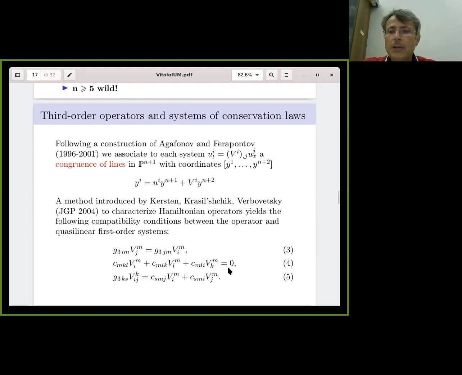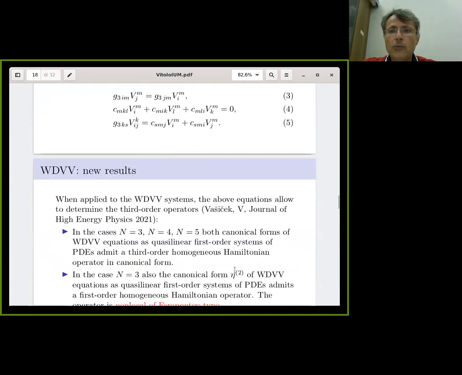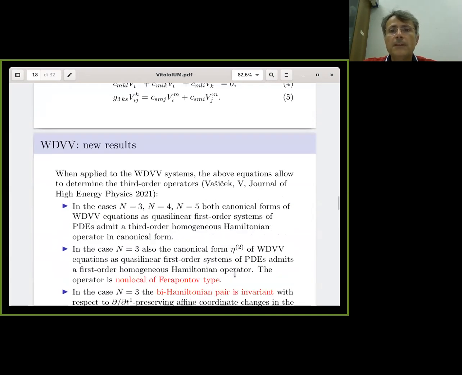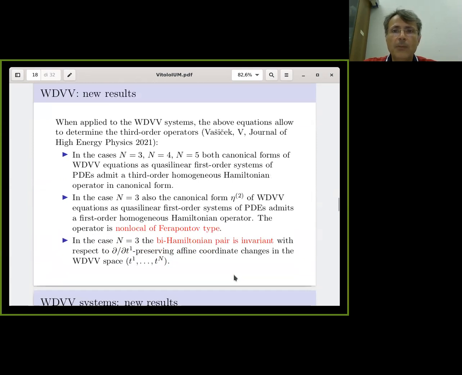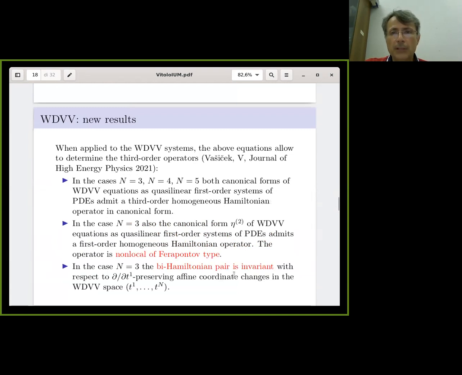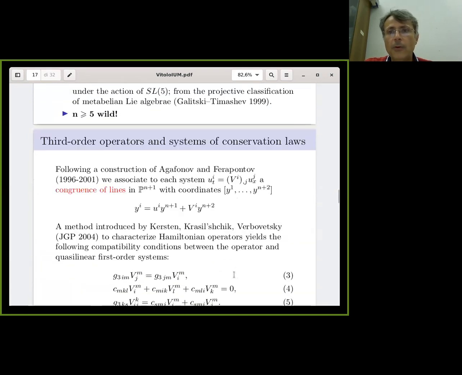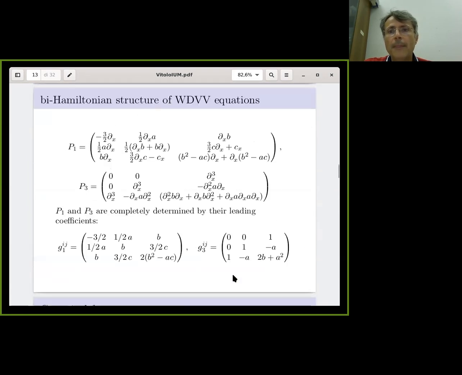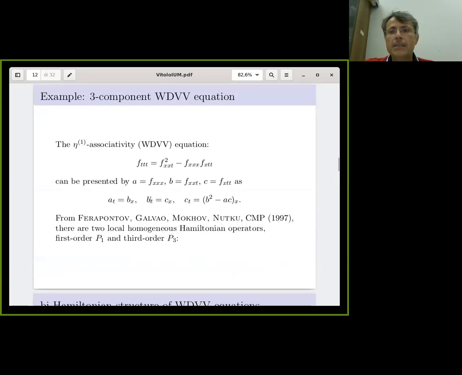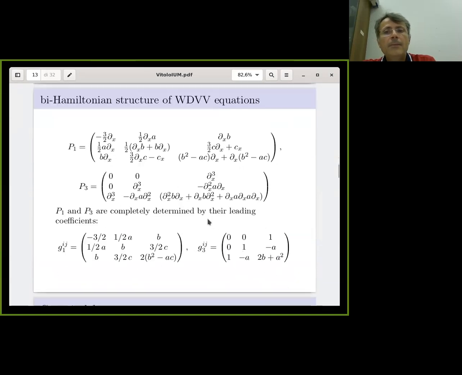This system also allows to connect the WDVV systems, the systems obtained by WDVV, with third-order operators. I mean that if you go back to our example here, for example, you use the equations that I showed you before that connect third-order operators and such systems, and immediately find third-order operators in seconds, literally.